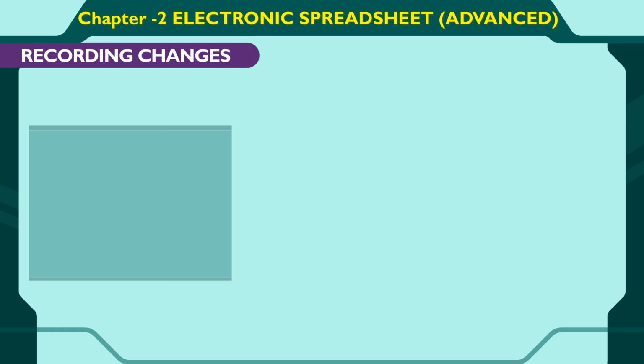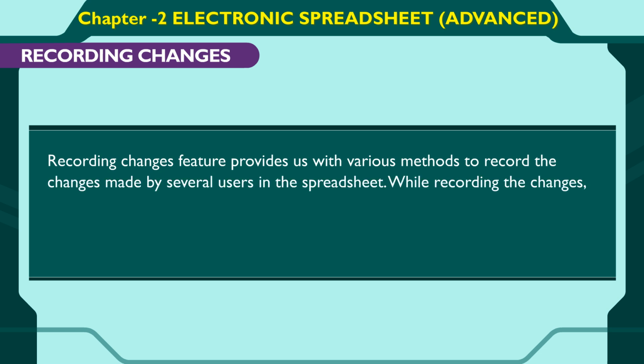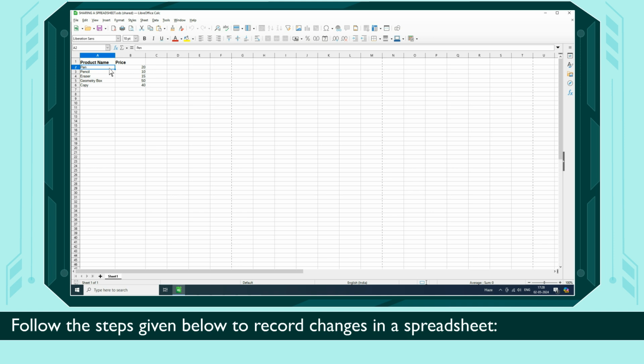Recording changes. The recording changes feature provides us with various methods to record the changes made by several users in the spreadsheet. While recording the changes, the spreadsheet will turn off its shared feature. To record changes, we first need to disable the shared mode of the spreadsheet. Follow the steps given below to record changes in a spreadsheet.